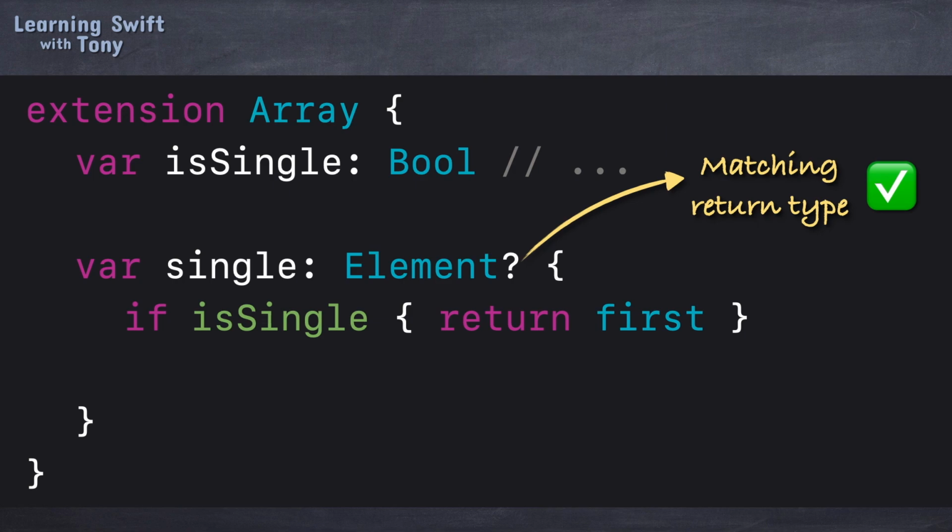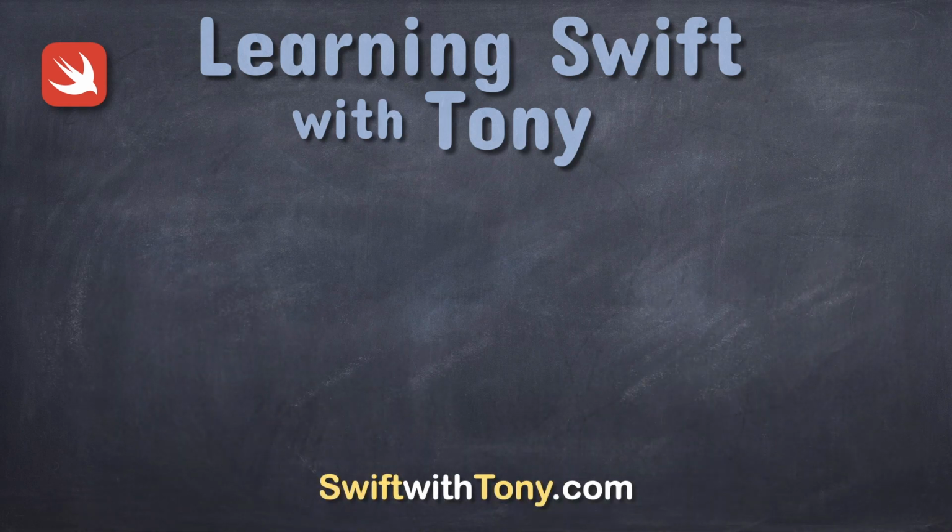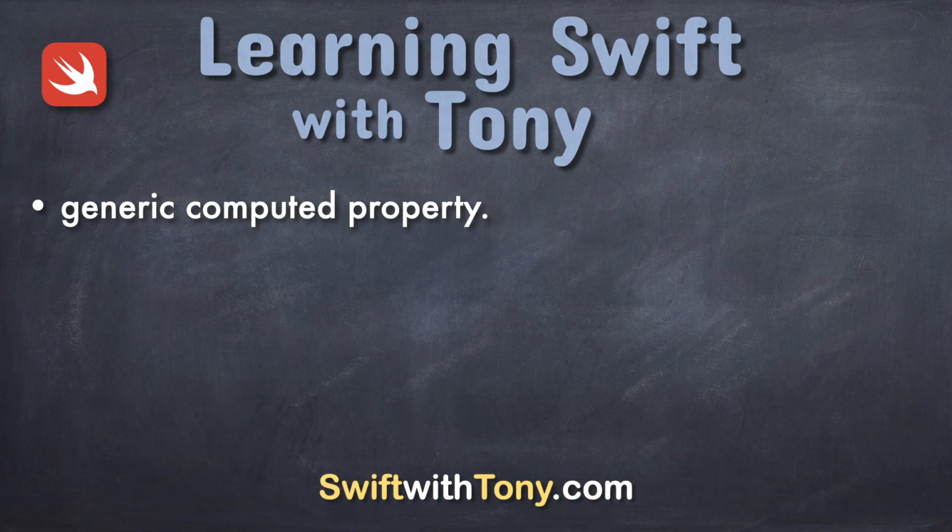What to do when the array is empty, or when the array has more than one element? This will be the else case. In this case, we will simply return nil. We can do that because our closure returns an optional value, and nil is a valid value for an optional. And there you have it. We just created a generic computed property in an array extension.